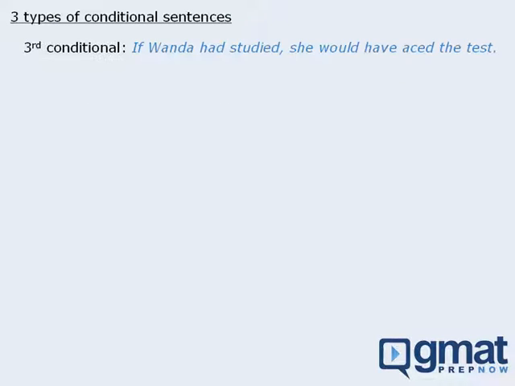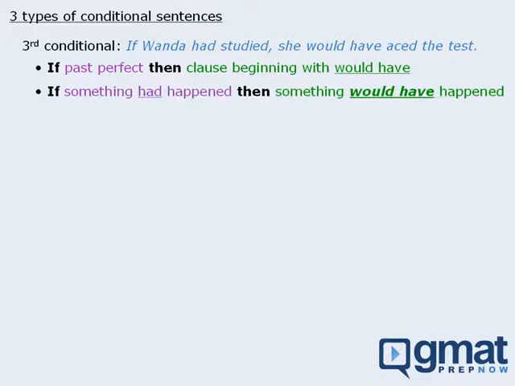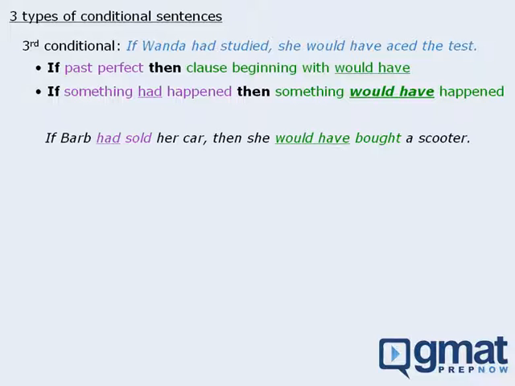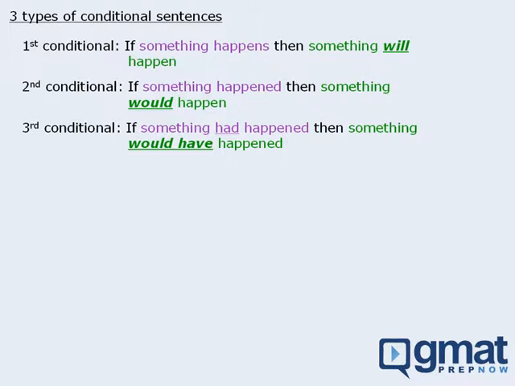Alright, finally, on to the third conditional. Here, the condition is expressed in the past perfect tense, and the result is expressed as a clause beginning with would have. In other words, if something had happened, then something else would have happened. Here are some examples. If Barb had sold her car, then she would have bought a scooter. If you had touched Neil's feet, he would have cried. And Selma would have screamed if she had watched another Vin Diesel movie. Notice the structure here. If something had happened, then something else would have happened.